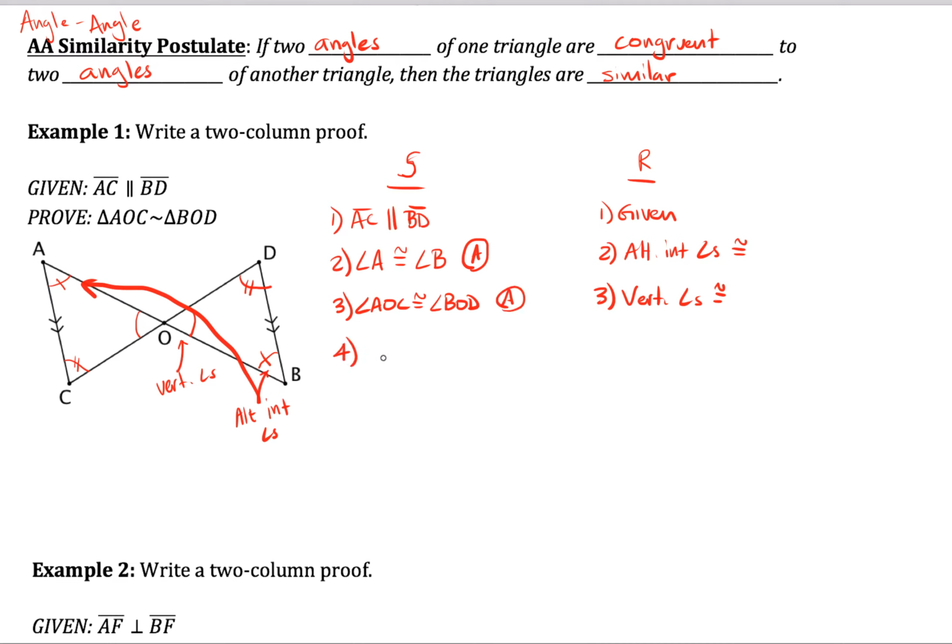And so what that leads us to be able to say is, since we have two pairs of congruent angles between our two triangles, we can say the triangle AOC is similar to triangle BOD. And our reason will be angle similarity. So we just use the angle similarity postulate to prove that these two triangles are similar. They're not congruent. We didn't prove that they're congruent. We proved that they are similar because they have two pairs of angles that are congruent between them.